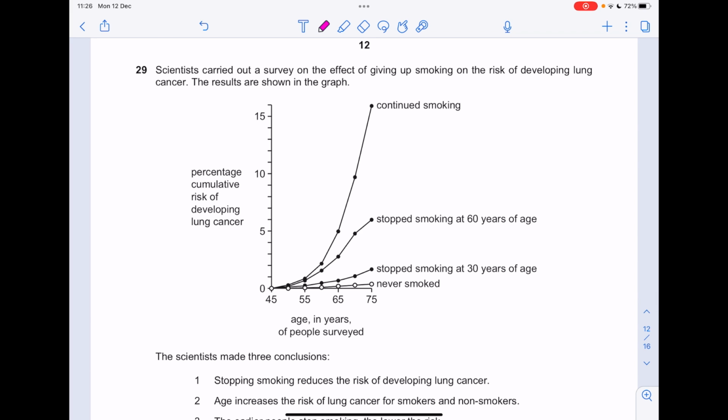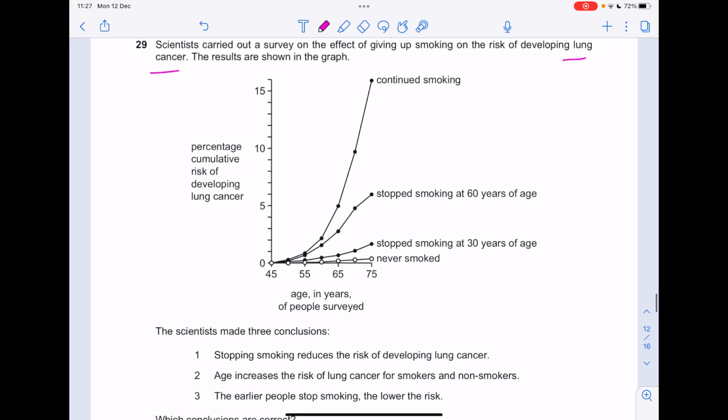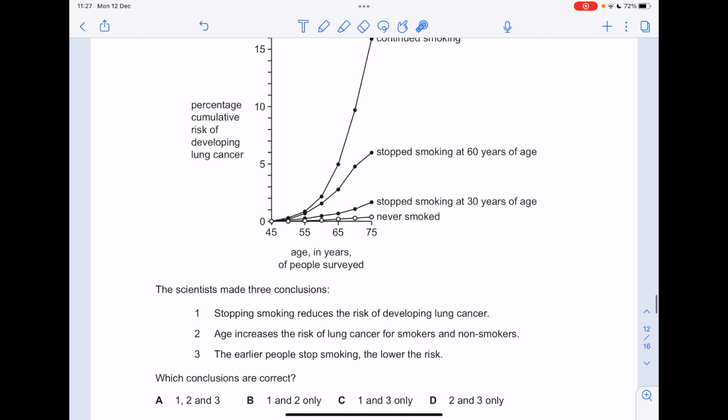Scientists carried out a survey on the effect of giving up smoking on the risk of developing lung cancer. The results are shown in the graph. The percentage cumulative risk of developing lung cancer is on the left-hand side. So obviously you're doing well if you've never smoked, and if you continue to smoke, quite a high chance of getting lung cancer. The scientists made 3 conclusions.